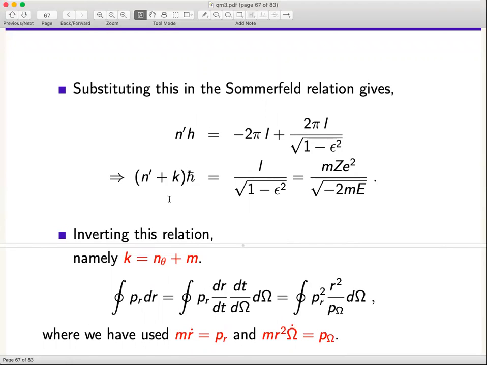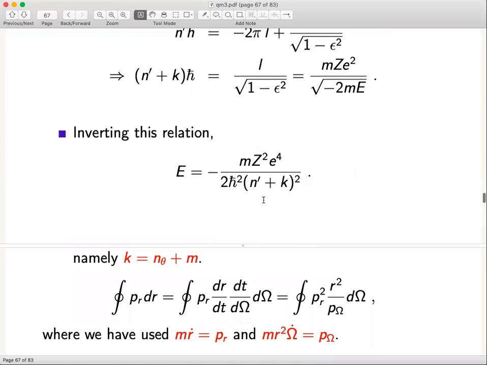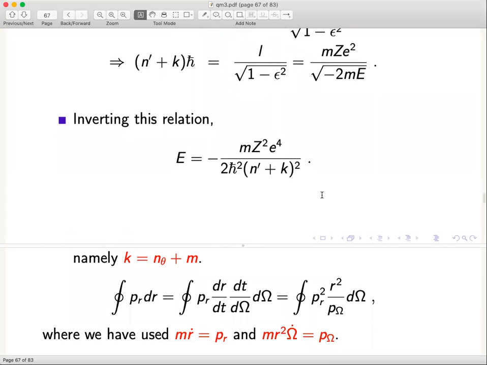So you get this, and this is a radial quantum number, this is angular quantum number. And so therefore we should actually be calling this a principal quantum number. That quantity is L upon square root of 1 minus epsilon squared. Again use whatever is the value of epsilon that we had looked at, substitute up there, you get this relation. If you invert, you get the hydrogen atom spectrum, where of course n prime plus k would be the principal quantum number.